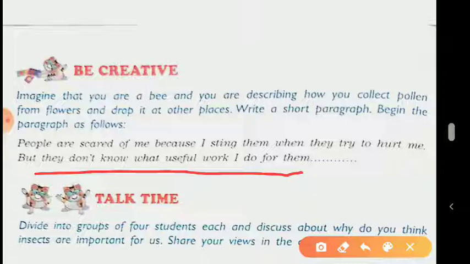Fruits like apples, oranges and almonds, the trees of these fruits, they grow because of pollination only. And who's responsible? Bees are responsible for pollination. That is the reason they are called pollinators. So children, now we need to imagine ourselves. Just imagine that you are a bee and people are scared of you.